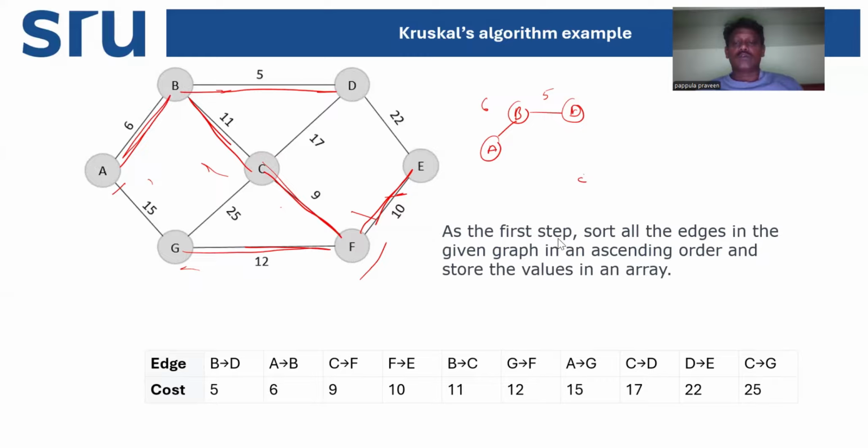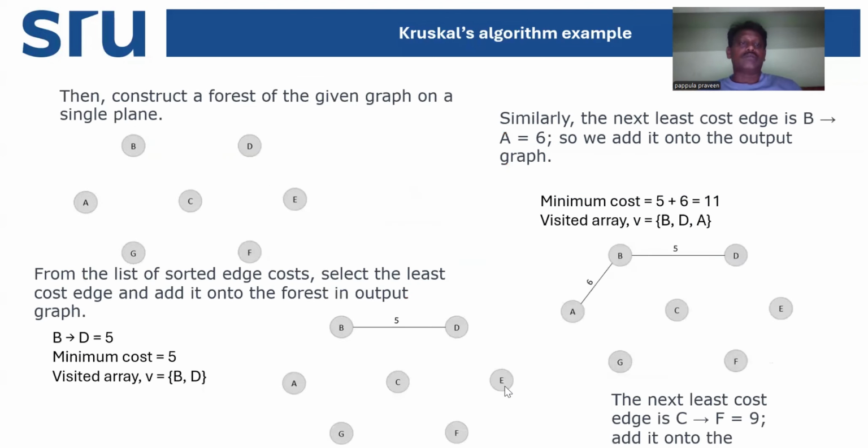As the first step, sort all the edges in the given graph in ascending order of their costs. These are the edges, these are the costs. So 5, 6, 9, 10, 11, and one more is 12. That is enough. We have covered all the vertices. Now construct a forest of the given graph on a single plane. We have seven vertices.